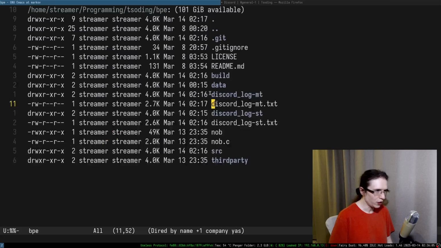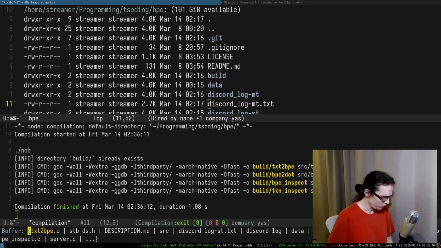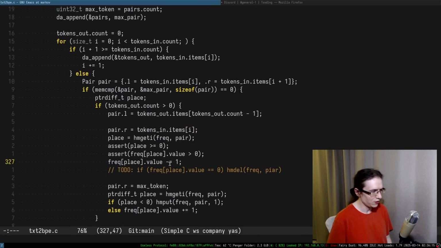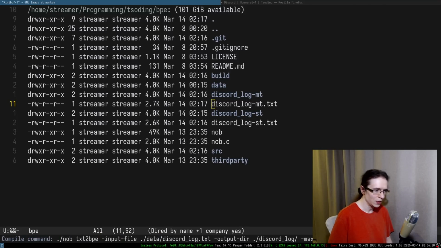Okay, so let me try to maybe compile the whole thing. And why did it compile first try? Okay, so yeah, let's give it a try. Maybe it's going to be completely bogus actually. So let's start with something simple.